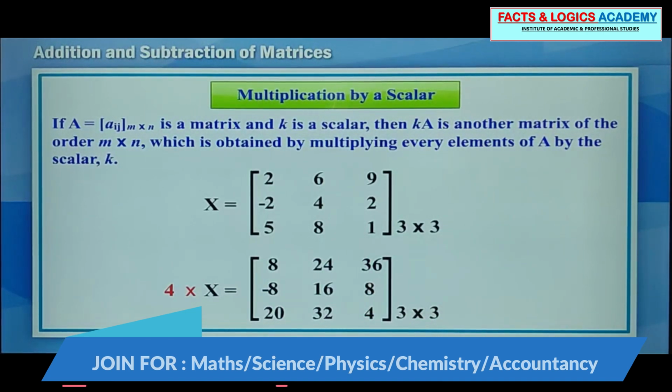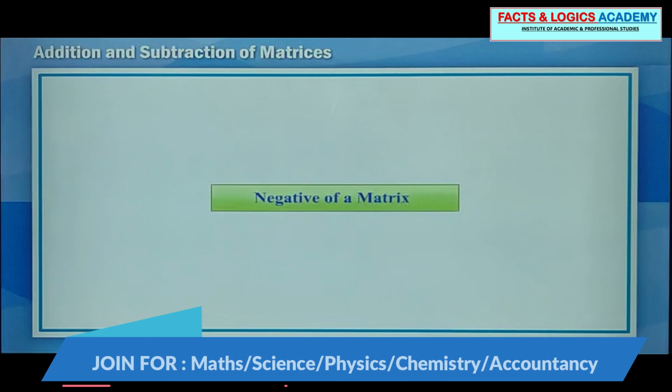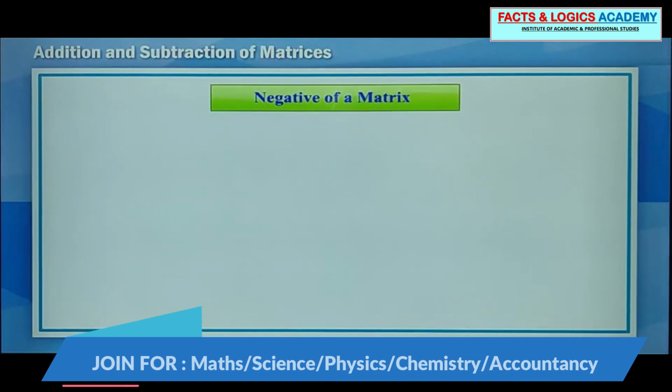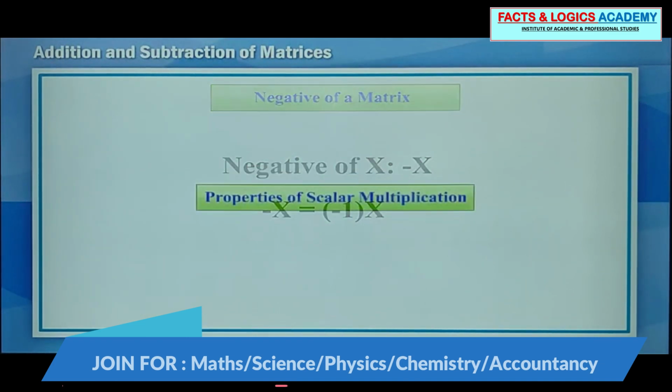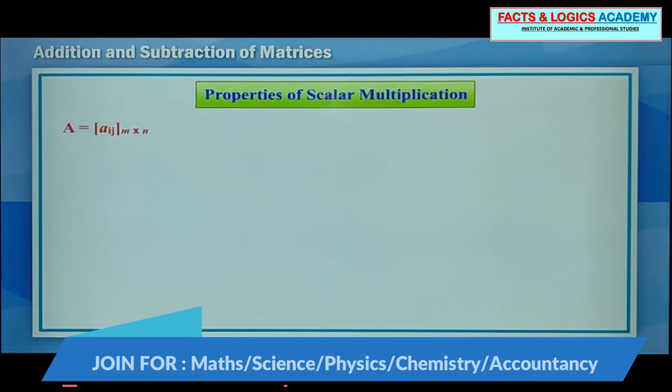Based on the multiplication of a matrix by a scalar, we can define the negative of a matrix. The negative of a matrix X is defined as minus X. The negative of a matrix X is obtained by multiplying it with the scalar minus 1. We will now see some properties of scalar multiplication. If A and B are two matrices of the order m by n, and K and L are two scalars, then their multiplication will have certain properties.